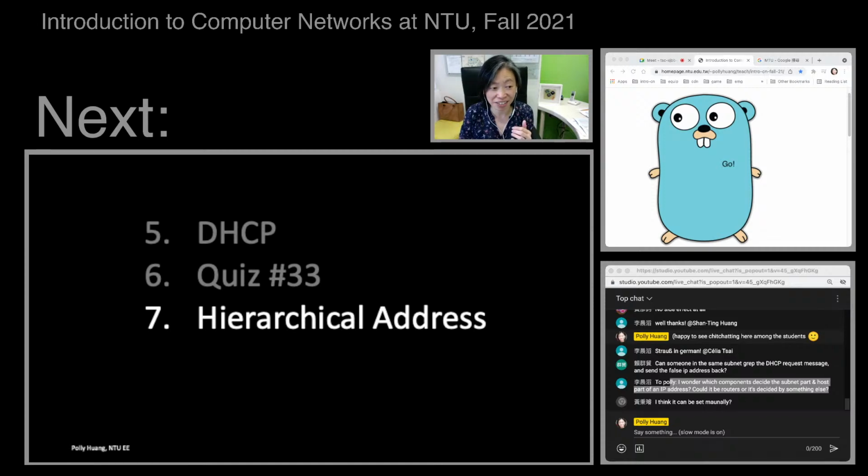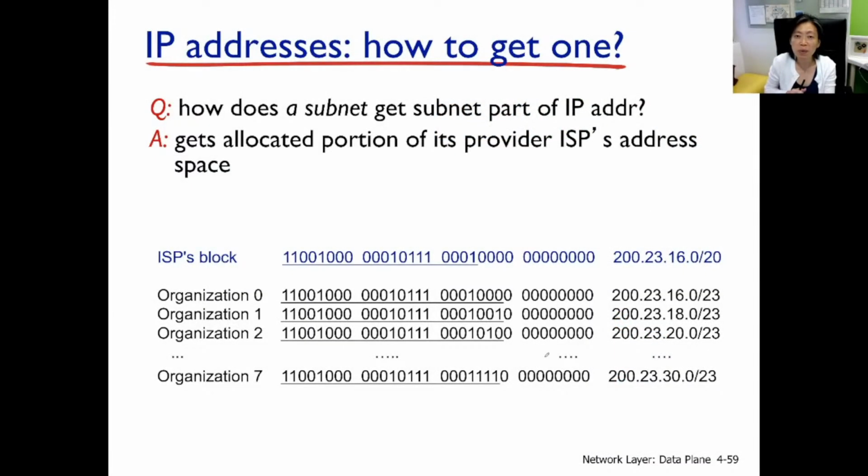Naturally hierarchical. So that was how a host gets an IP address. We ask the system admin for one, or a DHCP server for one, which is configured by the system admin. So the bottom line is, how does a system admin get a block of IP addresses so that the system admin can assign to individual hosts? The next question we're asking is exactly that. How does a subnet get the subnet part of the IP address?